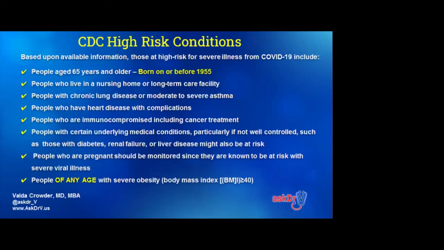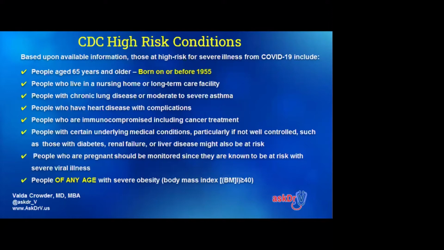Now, let me tell you, immunocompromised is anyone with cancer, anyone who's a transplant patient, anyone who has HIV, anyone who has lupus, sarcoid, rheumatoid arthritis, any of the autoimmune diseases. Also, any sort of underlying medical disease like diabetes, renal, or liver disease that is not well controlled.